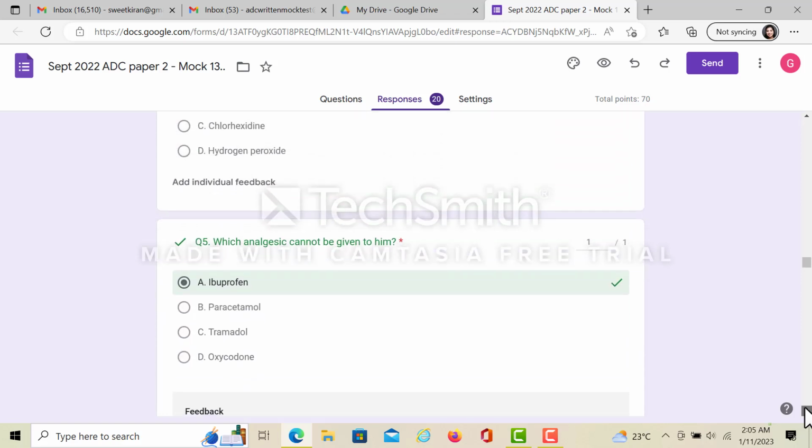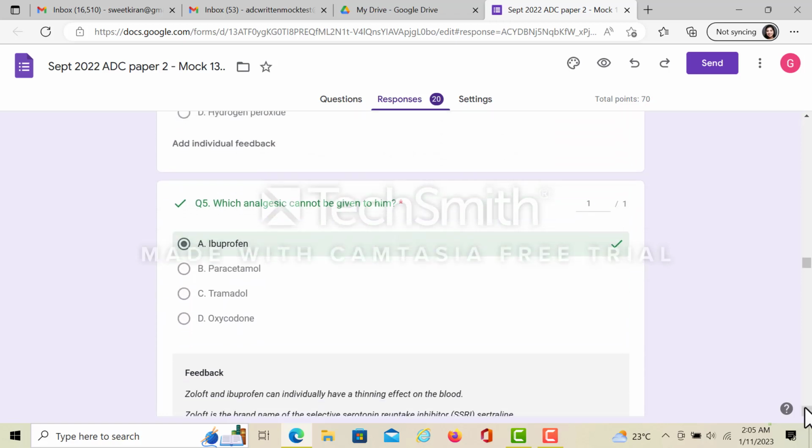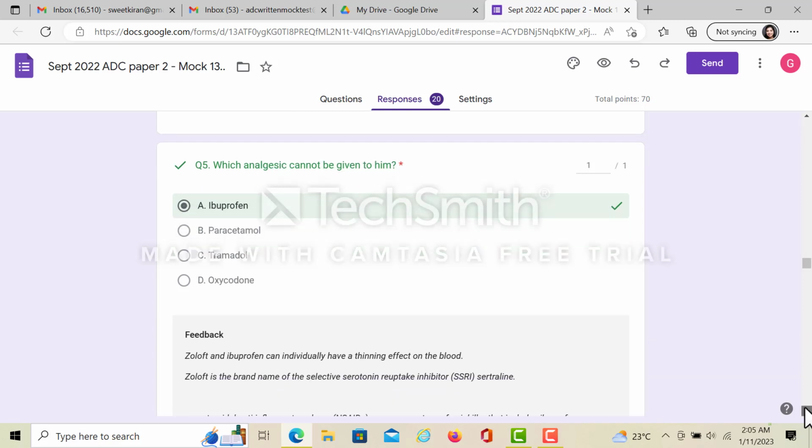Which analgesic cannot be given to him? Here, see, paracetamol is always the safest one. So you cannot say paracetamol cannot be given to him. Tramadol is a very strong painkiller which we usually don't prescribe. Oxycodone you can prescribe, but tramadol and oxycodone both come in the narcotic section. So if one cannot be given, the other can also not be given.